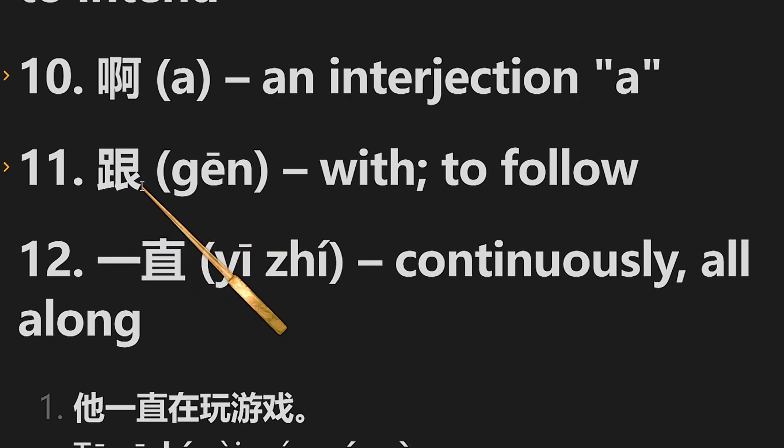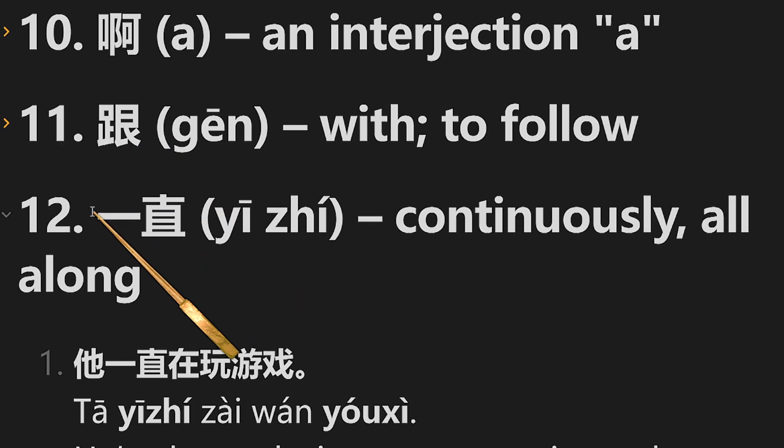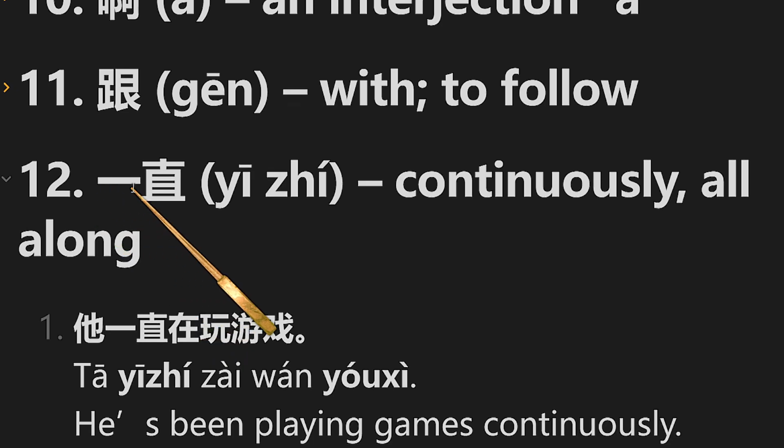An alternative to 和. And the new word for today is 一直, continuously, all along. It's 一, one, and 直 could be straight. You can say straight from one and don't change anything. You can say continuously, all along.